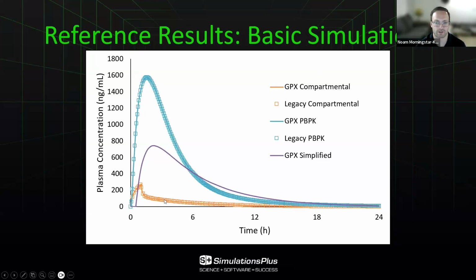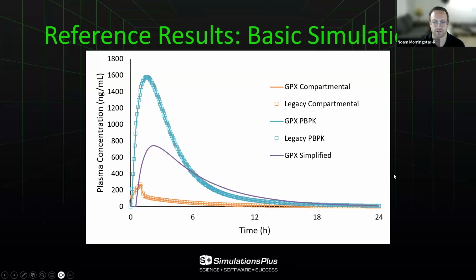The orange line shows the GPX simulation, while the legacy results are shown as the squares. And we can see that this is a perfect match for those. And this is how we verified our golden results, which are then what the test cases run on your computer would be compared to. For the PBPK simple simulation, we see the same thing.